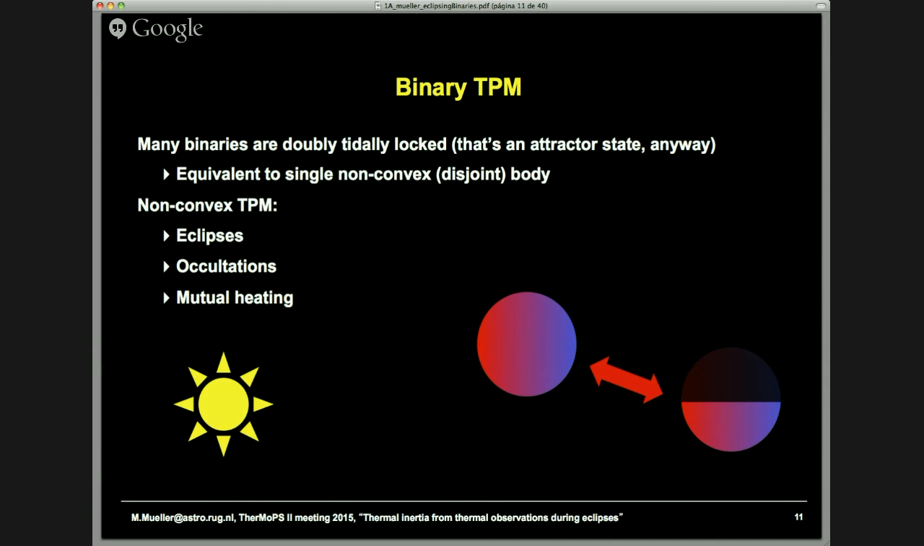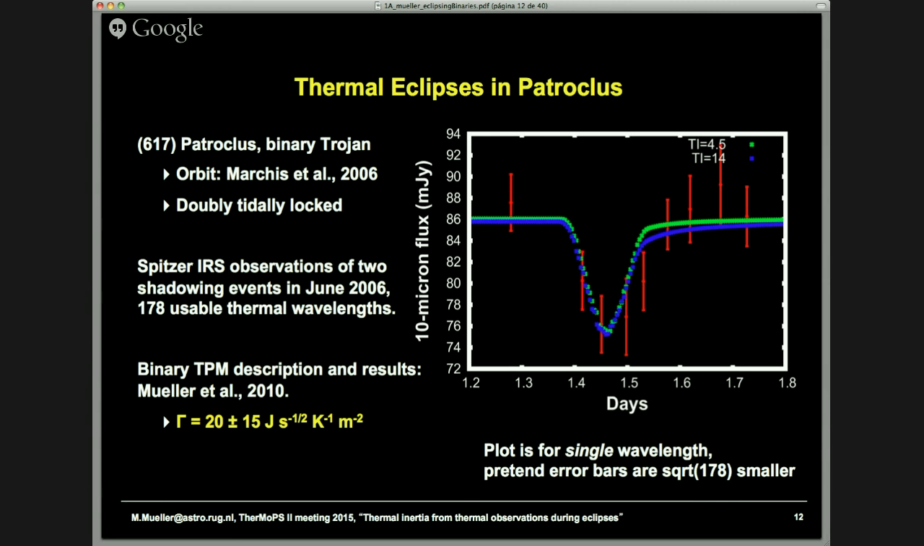Here's just a very small subsection of the thermal data I got on Patroclus back in 2006 when the observations were made. This is with Spitzer IRS. So we used that thing as a spectrometer on Spitzer. It had 178 wavelengths that we could use. And I was really only interested in the absolute flux I got at each. So I used it as a 178 channel imager. It's not really what it's made for, but it worked.